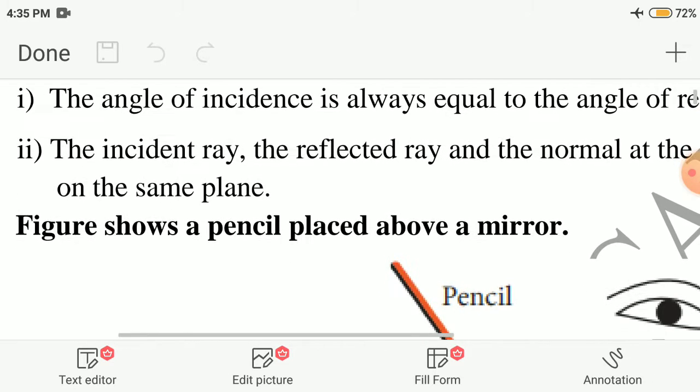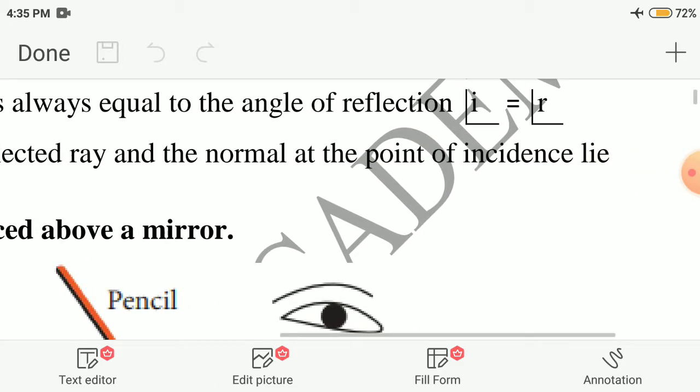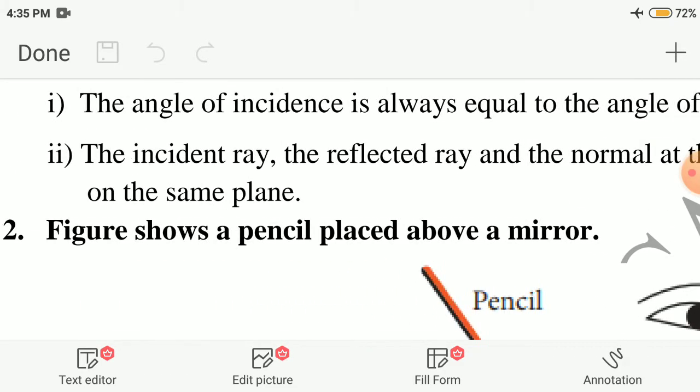Next, the incident ray, the reflected ray and the normal at the point of incidence lie on the same plane. Which ones? The incident ray, normal ray, reflected ray, all of them. Where do they fall? They fall on the same plane of the mirror only.